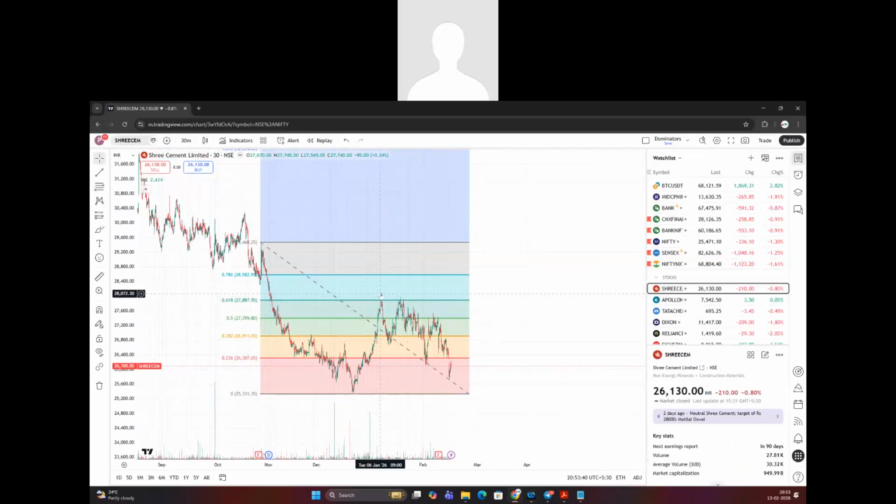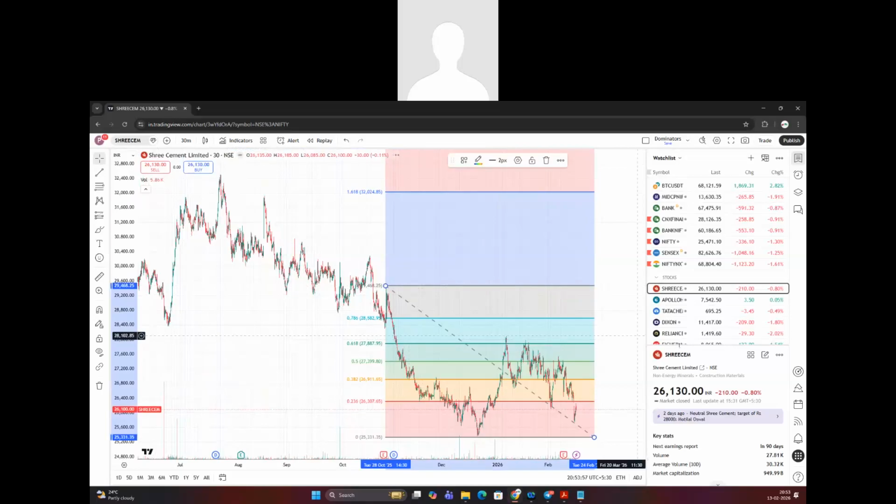0.618 touched. From there, it reversed. Told you, no? If it is able to cross 0.236, it has to touch 0.5. If it is able to cross 0.5, immediately it will go touch 0.618. Understood?